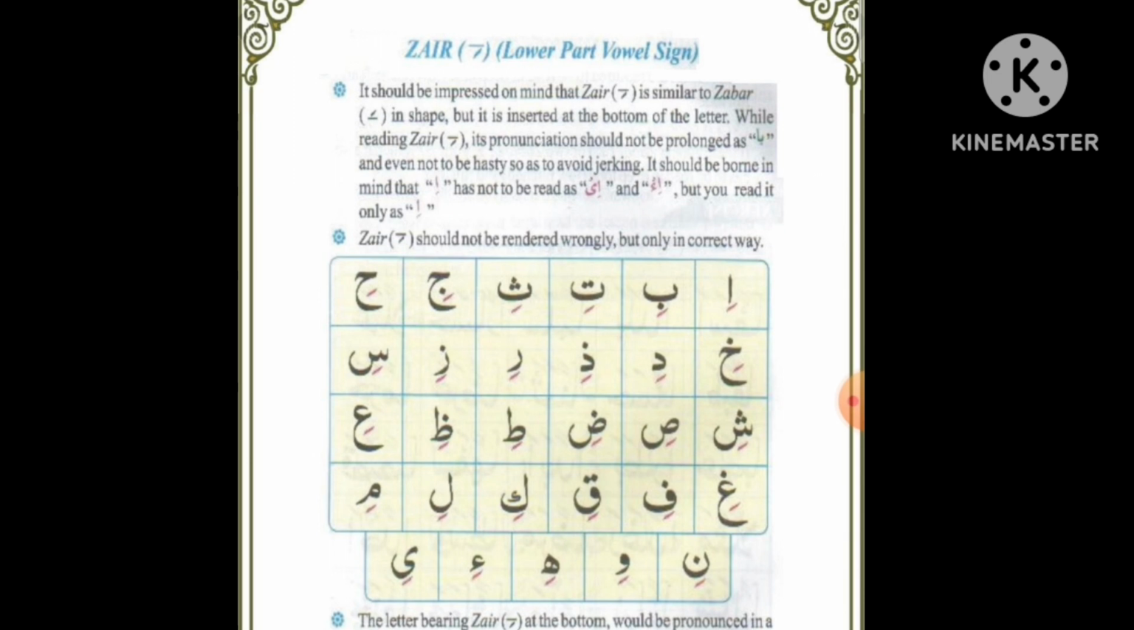So be careful while saying sin zair si and sod zair si. Si. It should not be swi. There should not be wow sound. It is si, a little bit round shape.